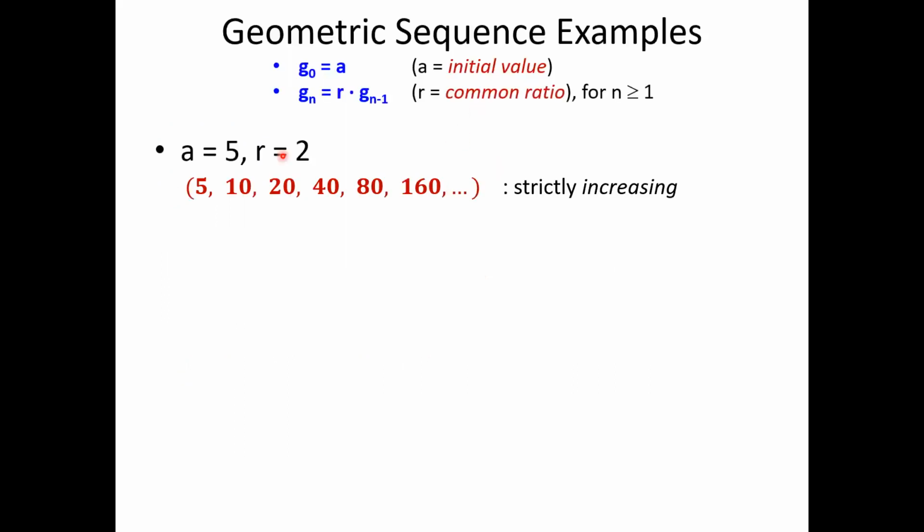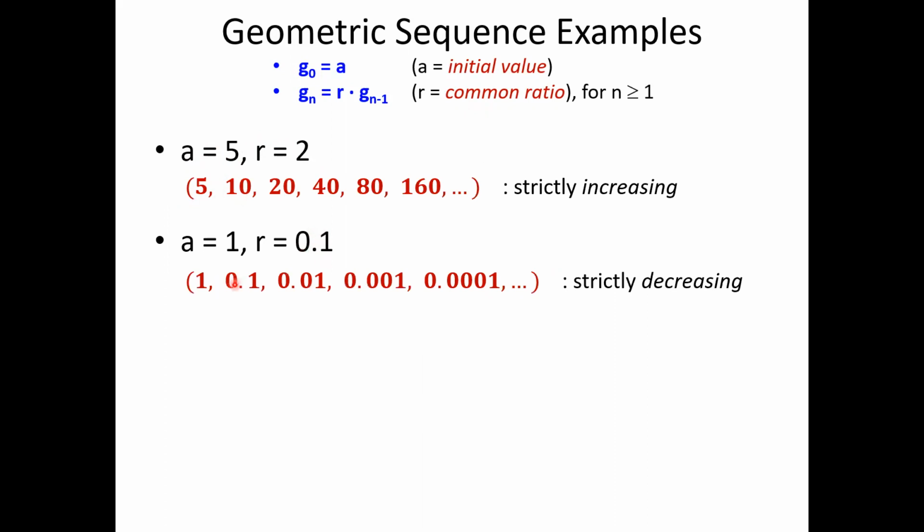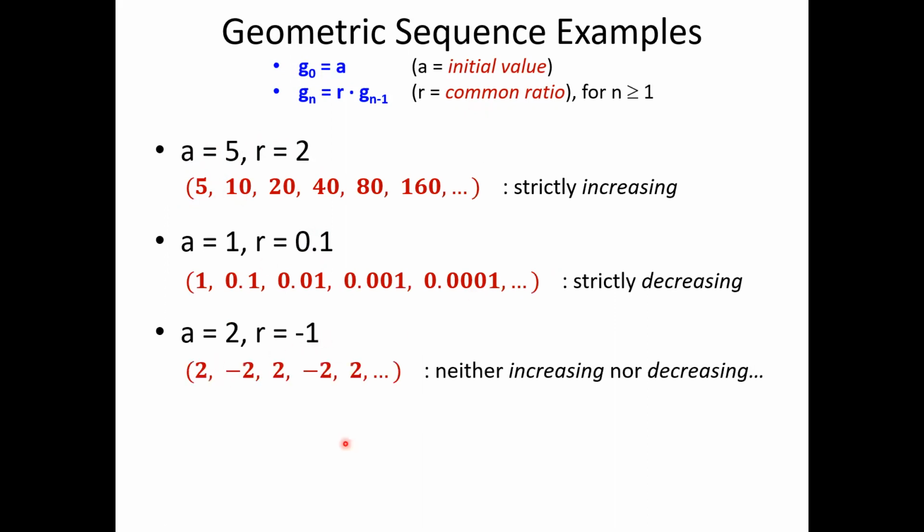Some geometric sequences: let's say you start at 5 and your ratio is 2. So every time you multiply by 2, starting from 5, this would be your sequence. If your ratio is smaller than 1, then you're getting smaller and smaller numbers as you multiply. If your ratio is negative, then you get an alternating sequence. Let's say the ratio is -1. From 2 multiplied by -1 is -2, but you multiply by -1 again, so you get back to 2, etc.